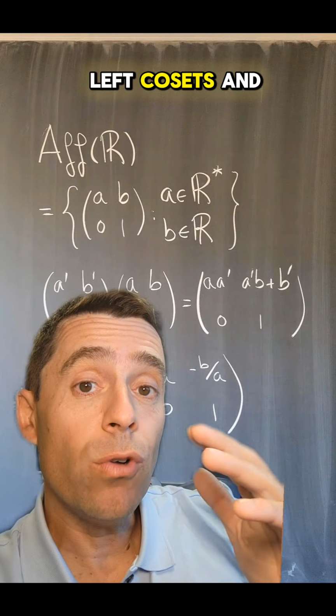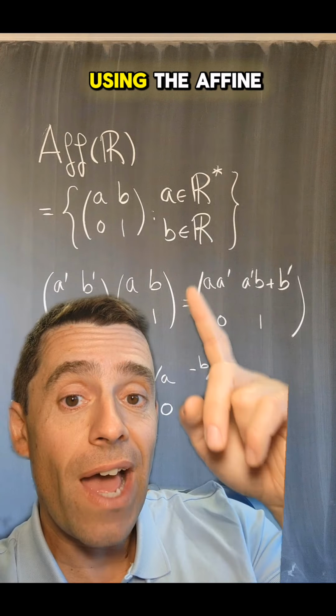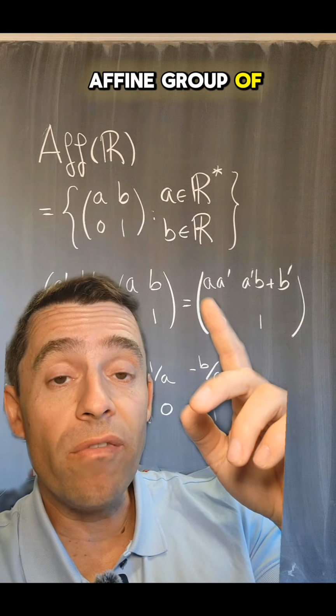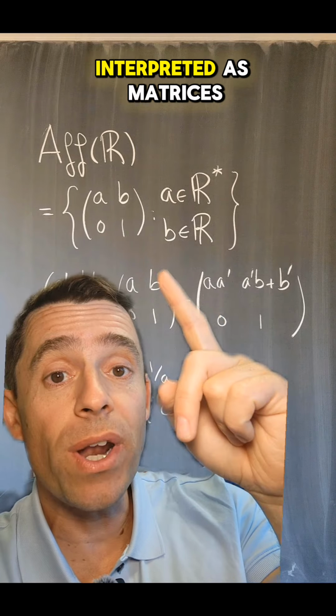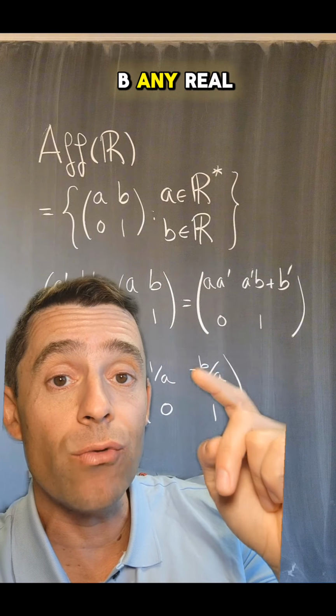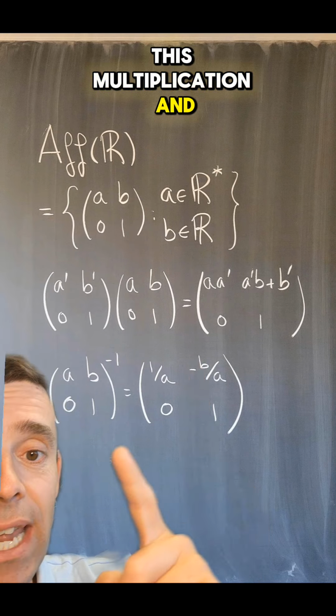Let's talk about left cosets and right cosets and normality of subgroups using the affine group as an example. Here we are talking about the affine group of the real line, which can be interpreted as matrices (A, B; 0, 1) with A non-zero and B any real number. And remember that it has this multiplication and inverses.